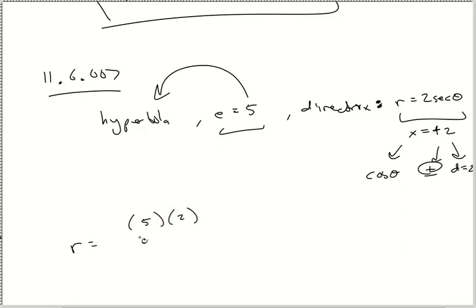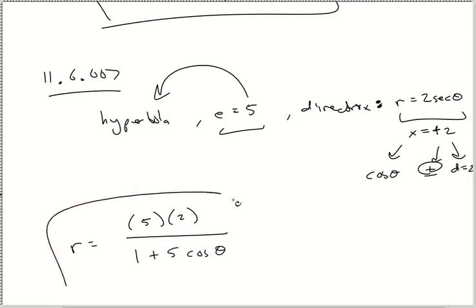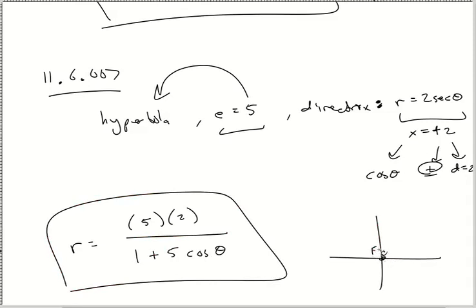r equals ed over 1 plus e cosine theta. There's your answer. What does this look like? Again, there's your focus right here. My directrix is a positive 2, and your graph never touches that directrix.